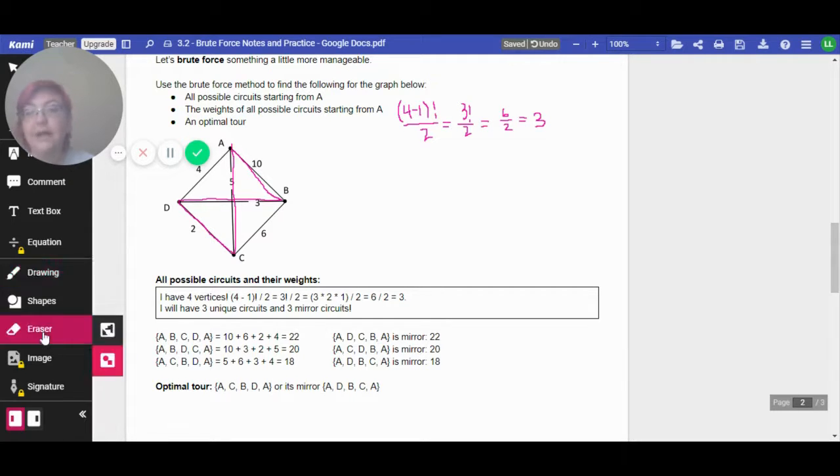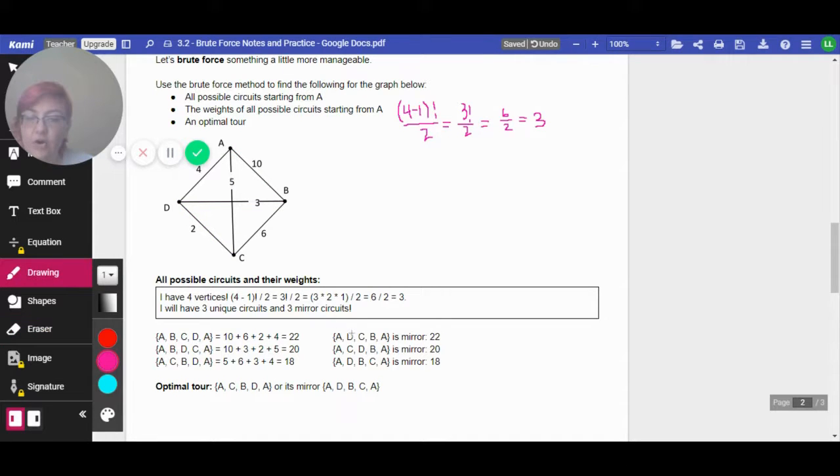All right. Now, to do the next one, I'm going to look. I've already used an A to D and an A to C, so I'm going to go A to C, but I've already used A, C, D in a mirror, so I'm going to go A, C, B, D, A. 5 plus 6 plus 3 plus 4 is 18, and the mirror, ADBCA, is also 18, and that is our optimal tour because it is our circuit with the lowest weight.